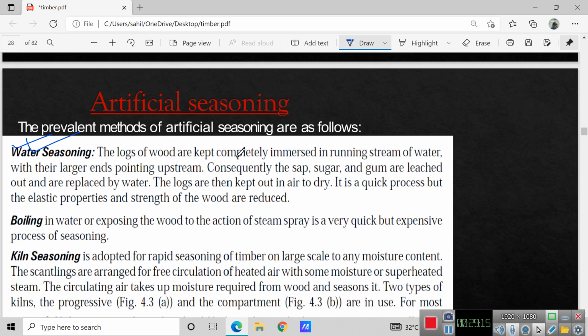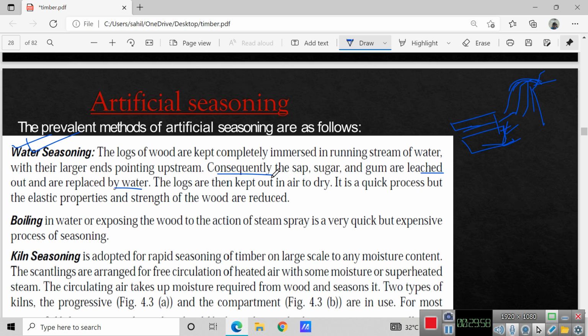The logs of wood are kept completely immersed in a running stream of water with the larger ends pointing upstream. So we have to keep in mind that the logs of wood which are to be seasoned must be kept in water. Suppose this is a waterfall coming down from a mountain, and the logs of wood must be kept in the direction of upstream, pointing upstream.